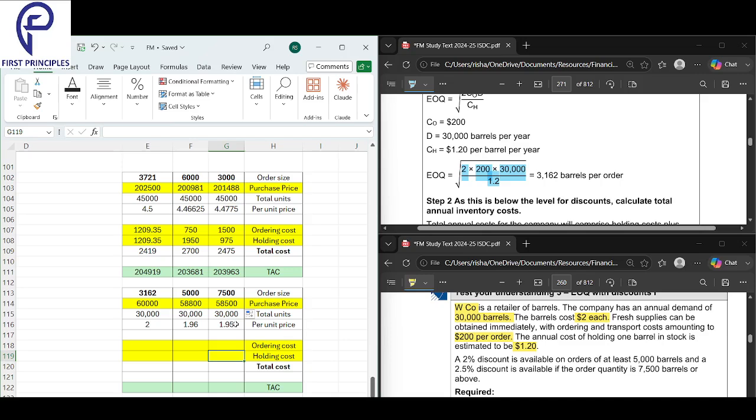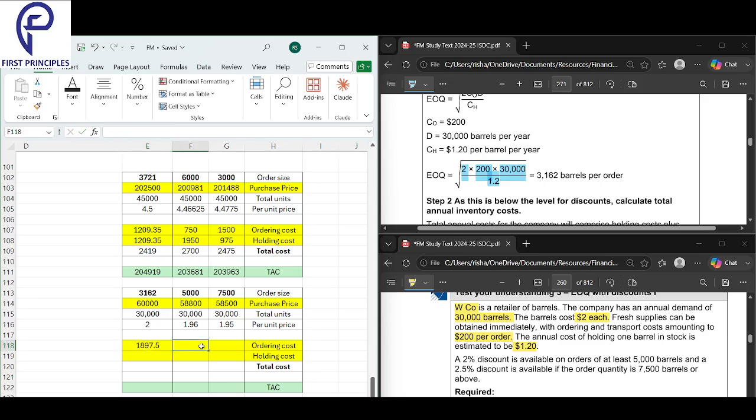Okay. Then we'll find the ordering cost. So how many orders do we place? Annual demand is 30,000 and each time we are placing 3162. Into the ordering cost. Ordering cost is 200 per order. So we take the annual demand of 30,000 and divide it by the EOQ quantity, 30,000 divided by 3162, into 200. That is 1897.5.